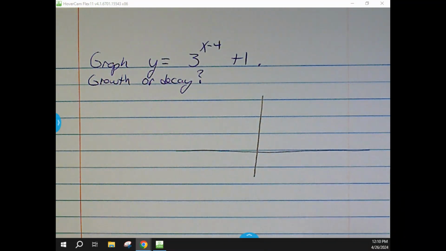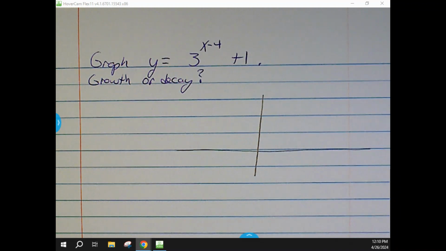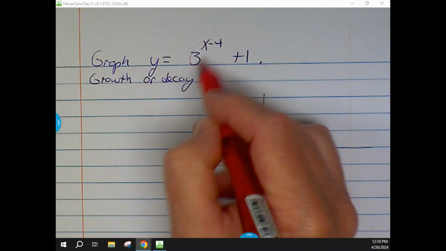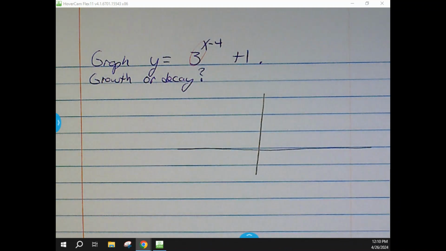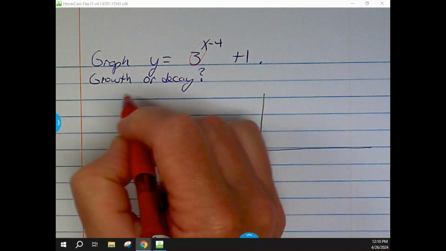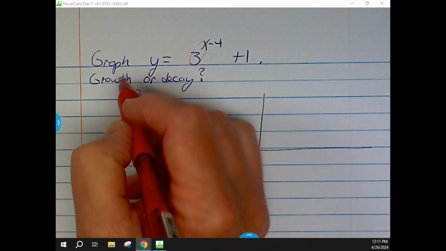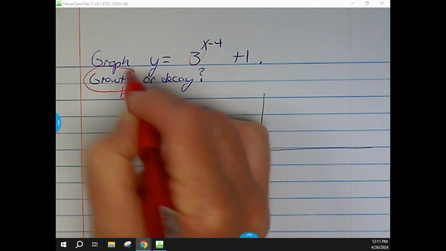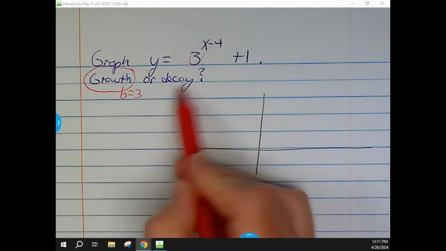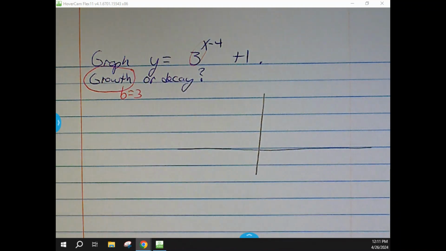Now here's how easy the growth or decay should be. What number is attached to the x? What number is underneath the x? You've got 3 to the x power, so 3 is your base. If the base is bigger than 1, it's growth. If that base is less than 1, it's decay. So for that problem, 3 to the x minus 4 plus 1 is a growth.